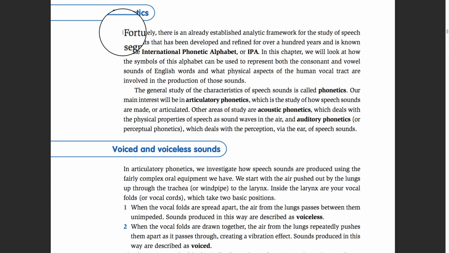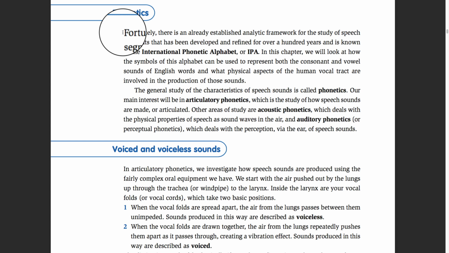There is an already established analytic framework for the study of speech segments that has been developed and refined. The general study of the characteristics of speech sounds is called phonetics. Phonetics is defined as the general study of the characteristics of speech sounds.